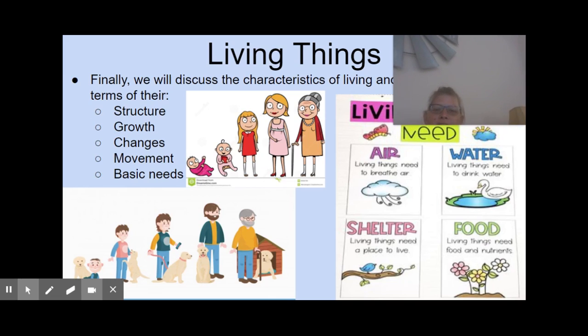and basic needs. Here are some pictures where you can see people from when they are babies all the way up to when they're old, or the same thing with the dog from when he's a puppy to when he gets old. We also know that living things need air, water, shelter, and food.